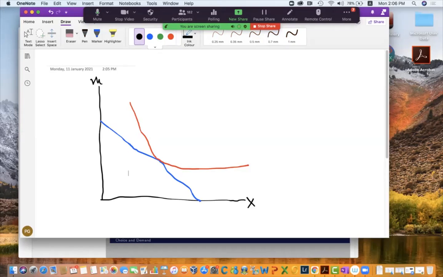Left to its own devices, this household will be able to buy this amount of food and spend this amount of money on the other composite commodity. Let's call this point A.